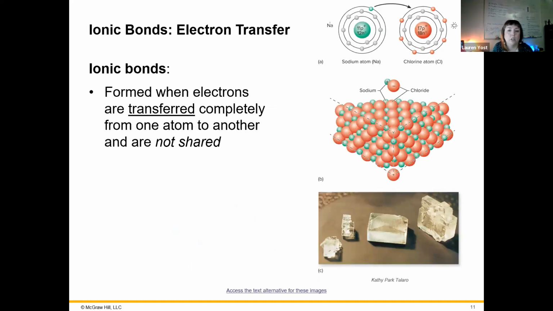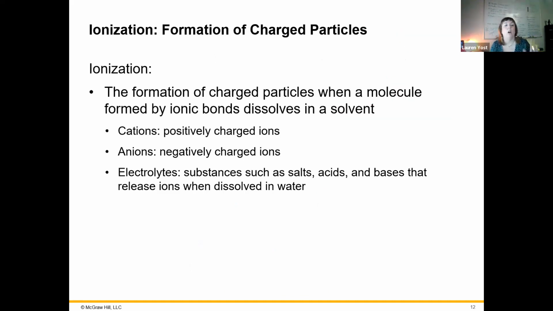So when you have non-polar molecules, obviously there's not going to be any electronegativity involved. So then we have ionic bonds. These are whenever electrons are transferred from one atom to another. We're not sharing our electrons in these cases, literally just moving the electron from one atom to another. And then that can result in ionization.